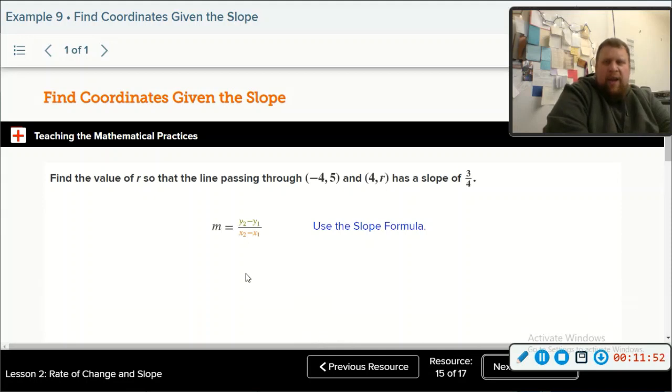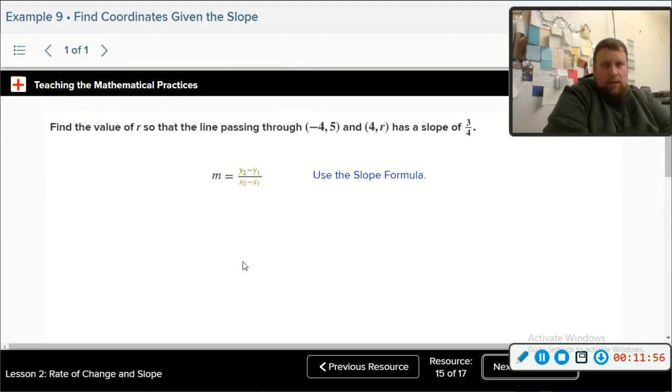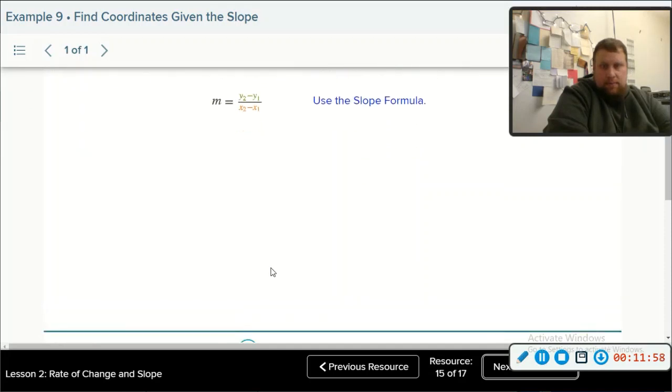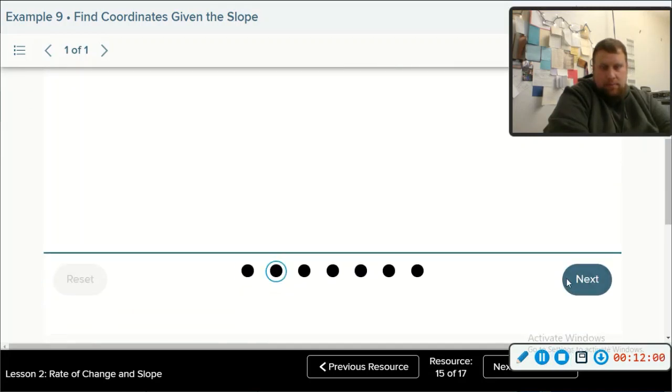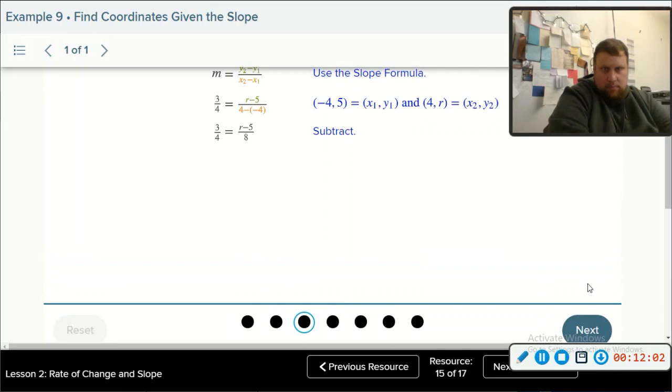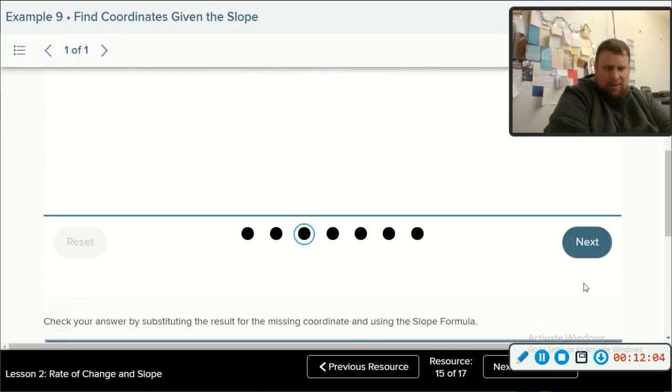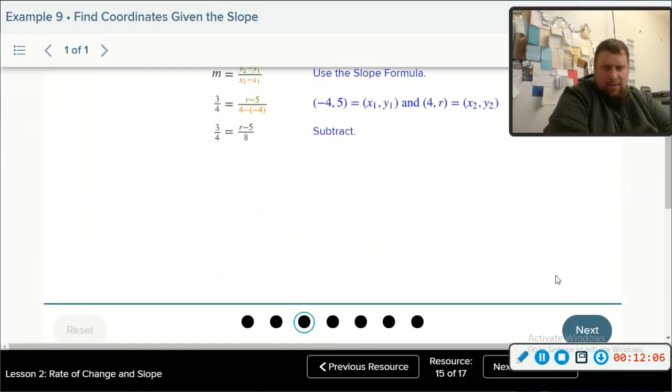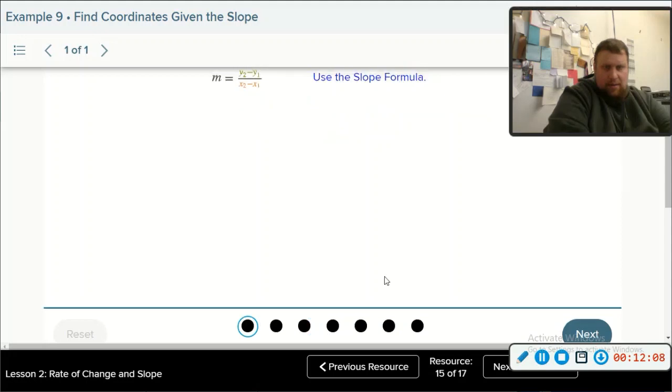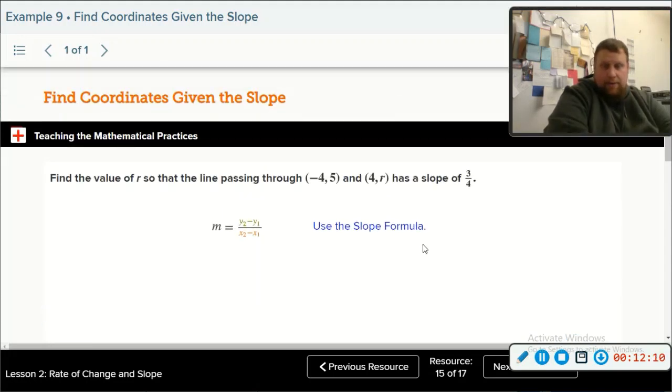Now, how can we use the slope to help us? Well, let's find out. Okay. Sorry, I was doing something.